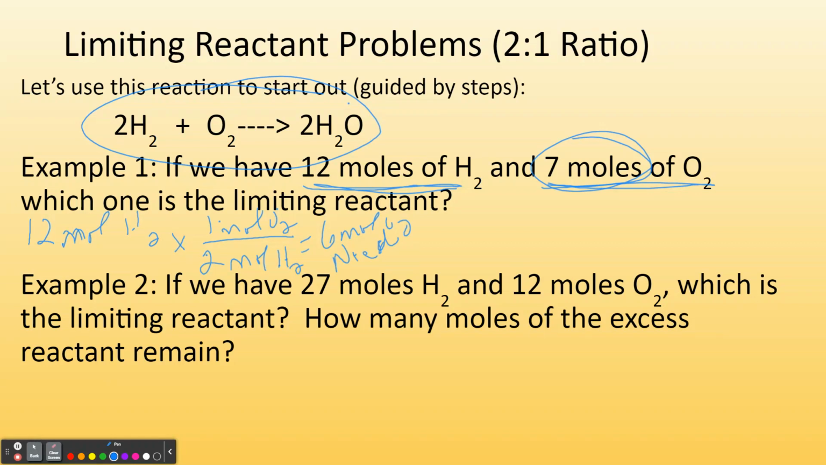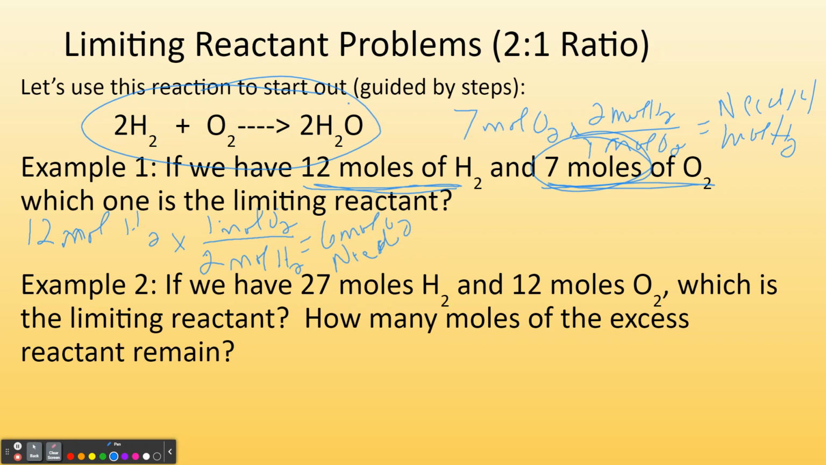For argument's sake, let's say we started with oxygen. So we'll do that up here. 7 moles O2. We need twice as many moles of H2 as we do O2 based on our balanced equation. So we would need 14 moles of hydrogen, which we don't have. We only have 12.